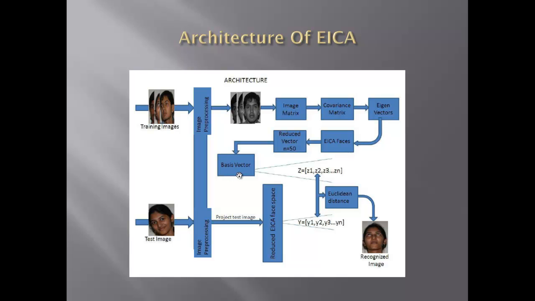Then we find the basis vector. Now we'll select an image for testing, that is a test image. Pre-processing steps are also applied on this test image. This test image is projected onto the EICA face space. Now the Euclidean distance is considered. For this basis vector and EICA face space, the minimum Euclidean distance is considered and an image is retrieved as the recognized image.